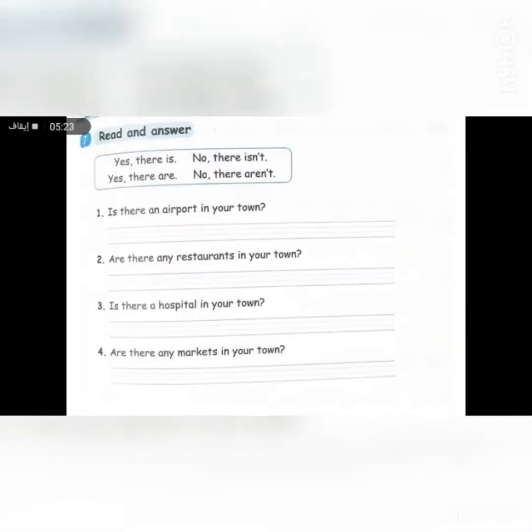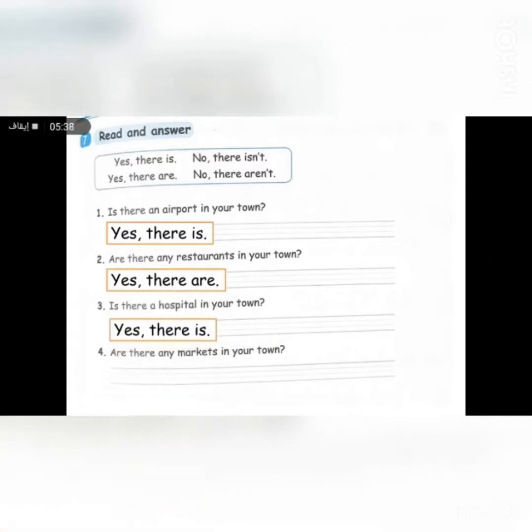Read and answer. Is there an airport in your town? Are there any restaurants in your town? Is there a hospital in your town? Are there any markets in your town?